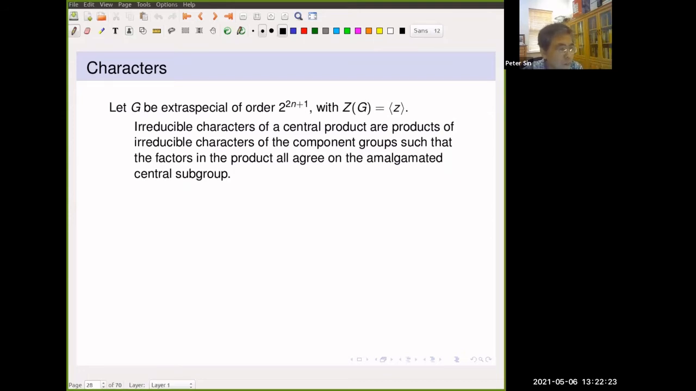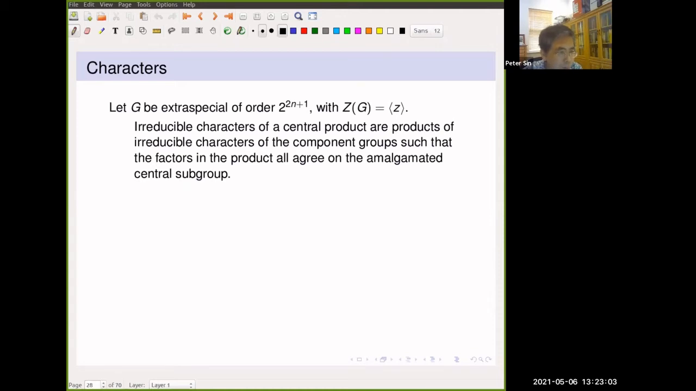So let G be an extra special group of order 2 to the 2n plus 1, with center Z of order 2. Then we can easily calculate the characters, because the irreducible characters of a central product are just like the irreducible characters of a direct product. Namely, you just take products of the irreducible characters of the component groups. The only extra condition is that they have to agree on the central subgroup that you're amalgamating.